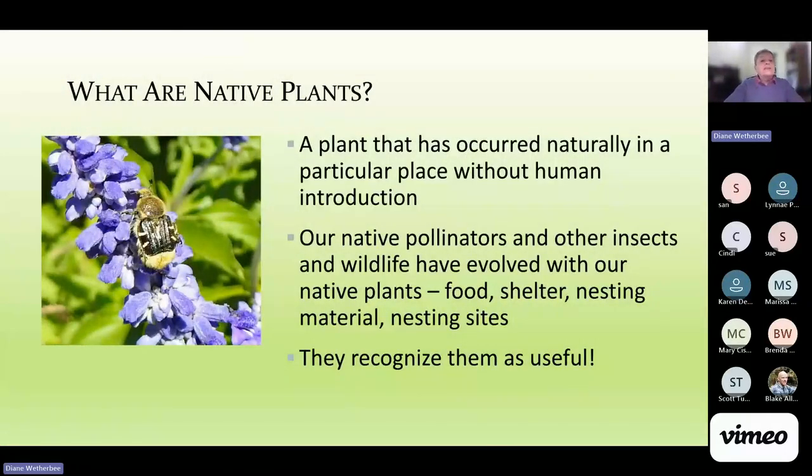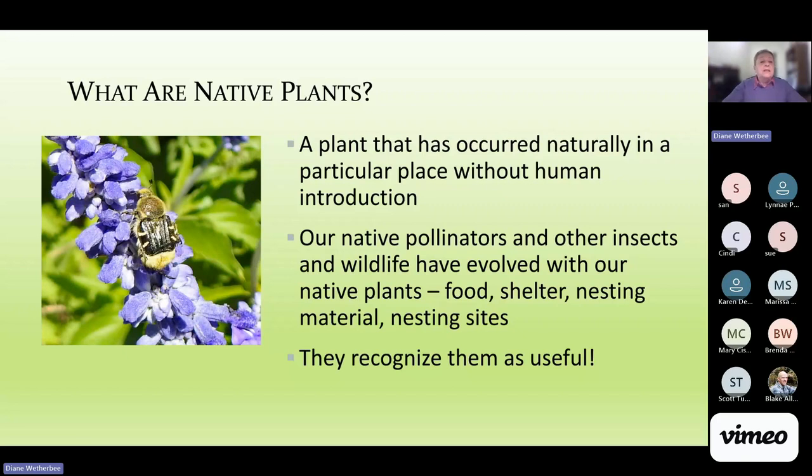So what are native plants? A native plant is just one that's been in that particular place without any human introduction. It wasn't brought in from Europe or even from Wisconsin. It's something that has grown up and was never introduced here in Texas.